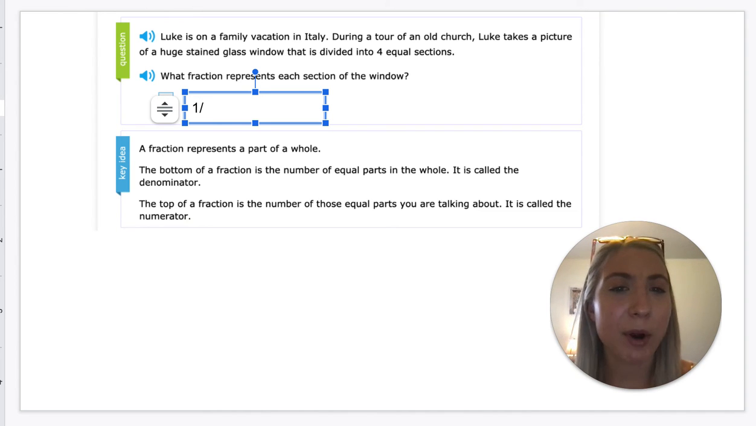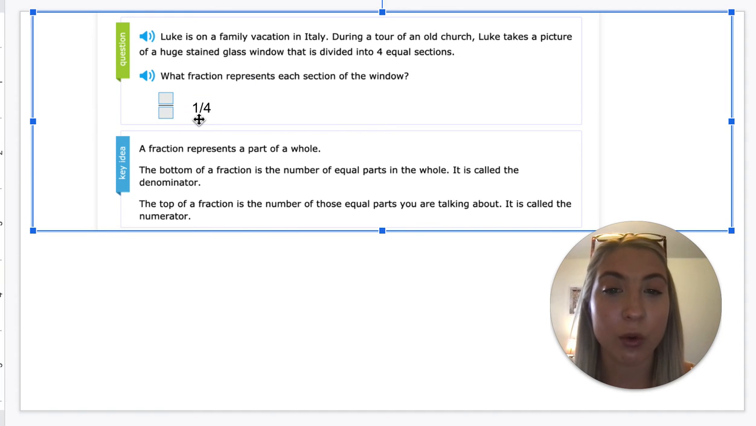But how many parts is it divided into? Well, right here it says the glass window is divided into 4 equal parts. So the whole is divided into 4 equal parts. That would be our denominator. So each section of the window would represent 1/4. It's one part out of a total of 4 equal parts.